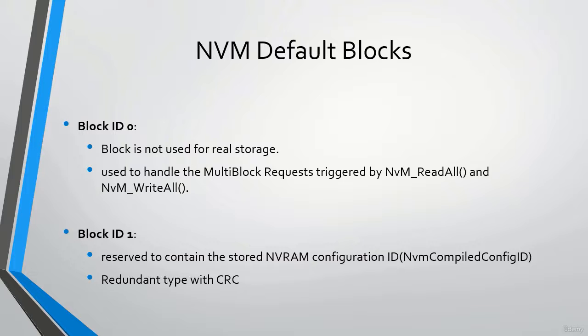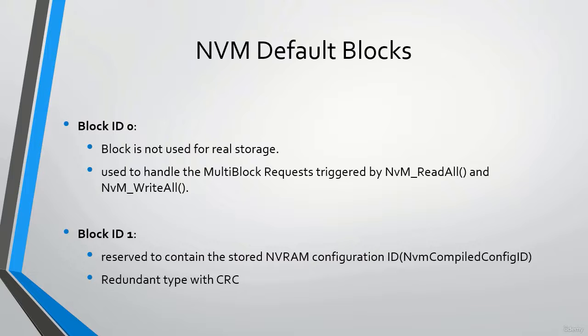For example, if I make some changes in the current configuration, then I have to update this parameter, which is the NVM compiled config ID, and this will be reflected in this block ID. Then, when we restart, during NVM read all, the NV block itself will have this value stored. We will compare this value with the current configuration ID and check if there is any mismatch. If there is a mismatch, we can take some action, which we'll discuss in the next slides.